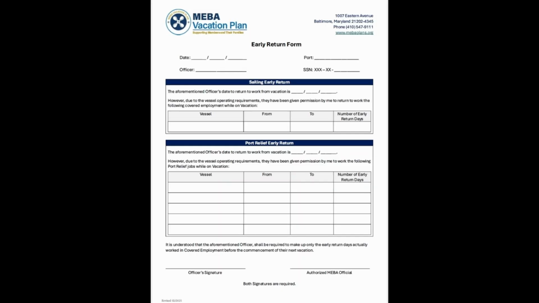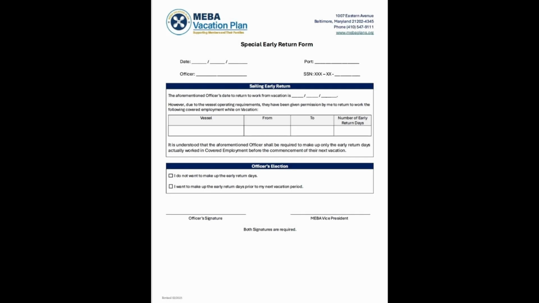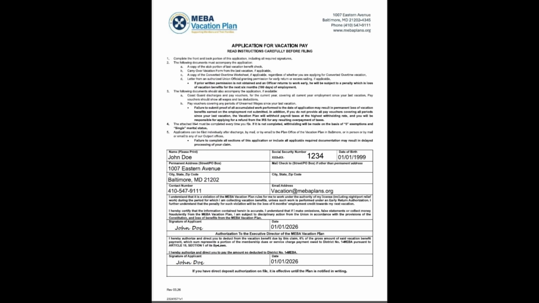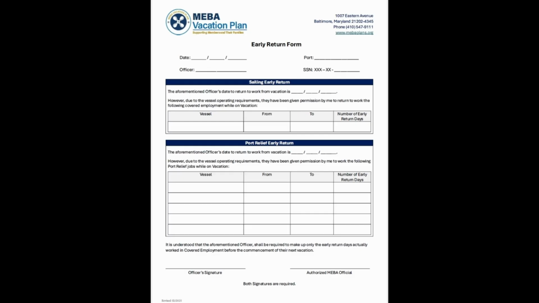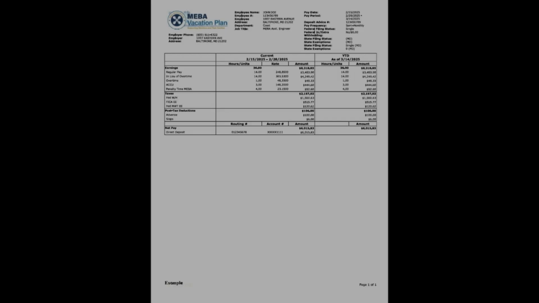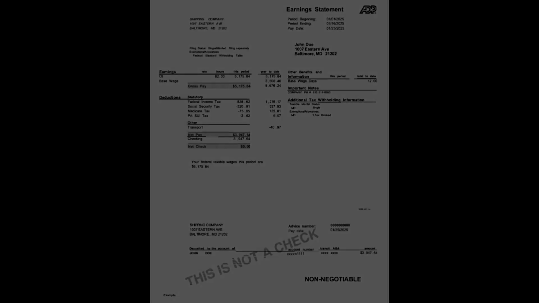Lastly, if any new employment was worked during your last vacation, be sure to submit either the early return form or the special early return form that is completed with signature by the appropriate union representative. Your submission should include both pages of the vacation application and the W-4, as well as all supporting documentation that may be applicable to include discharges, early return form, pay vouchers, unearned wage vouchers, Interlake daily timesheets, last claim stub, converted overtime sheets, and last carryover form.